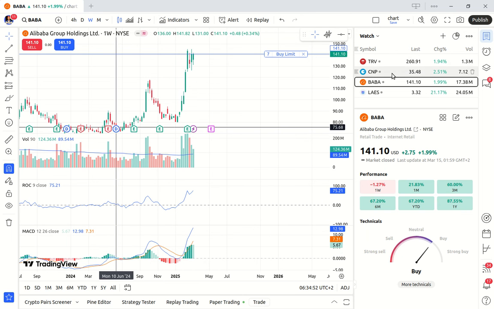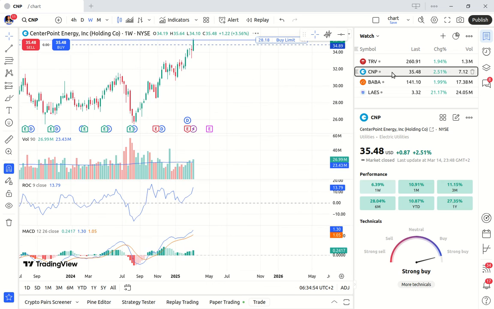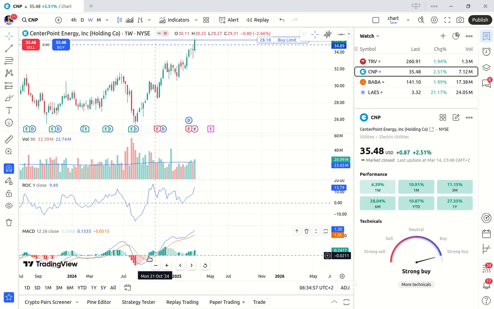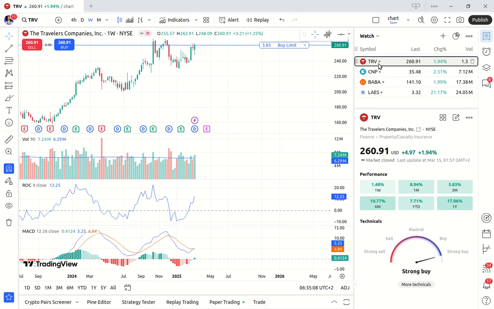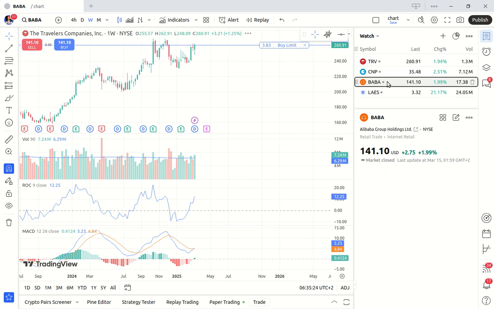Okay, same with CNP, buy signal on the MACD. So when this line crosses above this line here, this orange line, it gives you a buy signal with a high volume here, and this one too as well. With this one, the MACD literally crosses up on this line, and you can see the high volume on the weekly chart pattern.